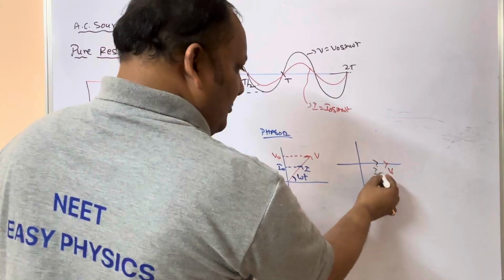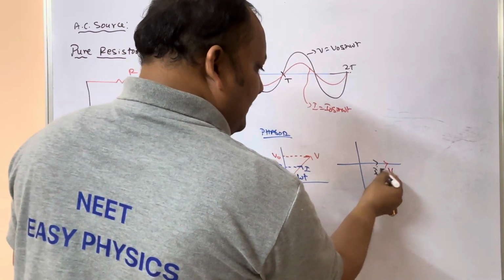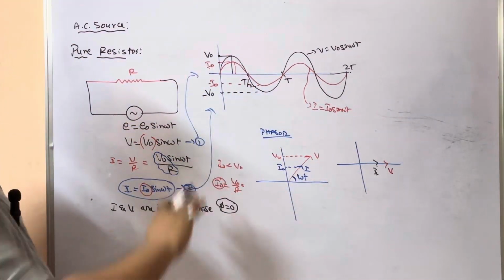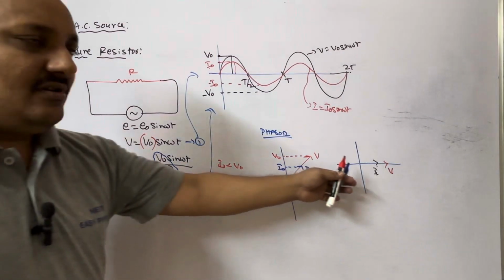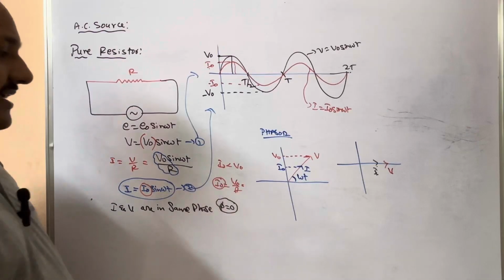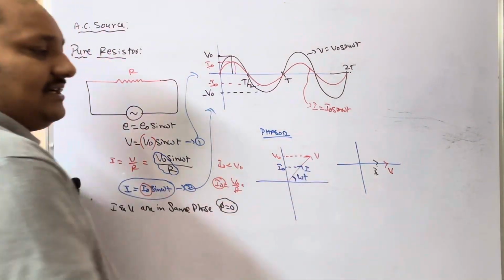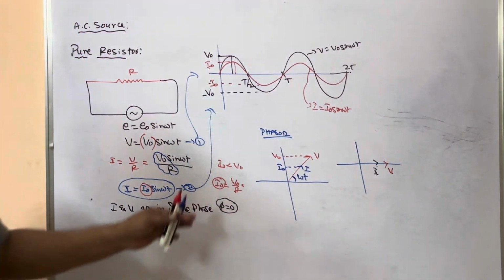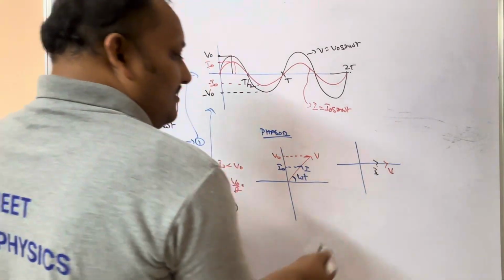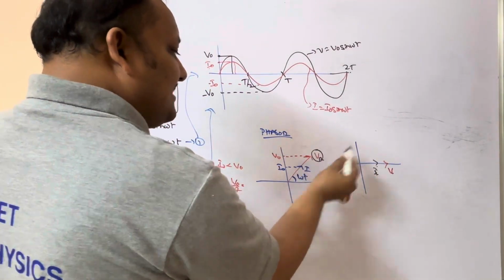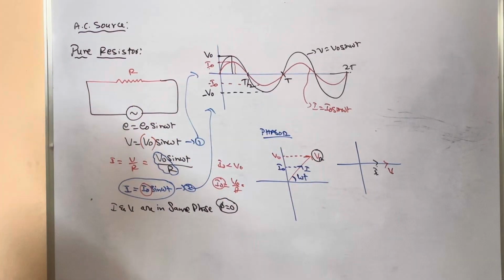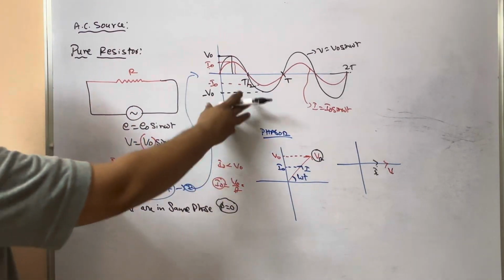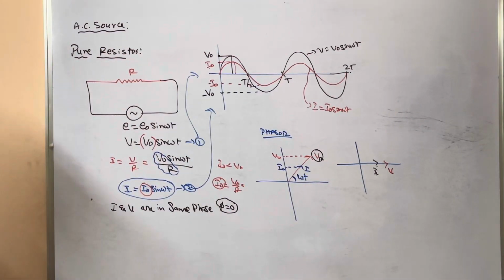But always you have to represent current a little bit less than voltage. So this is also a phasor diagram we can take. But here, to represent the omega t angle, generally we will take like this. In some books they will write voltage across resistor, VR, also. But this is only a pure resistor, you can write V also, no problem. So this is about pure resistor when AC source is connected.